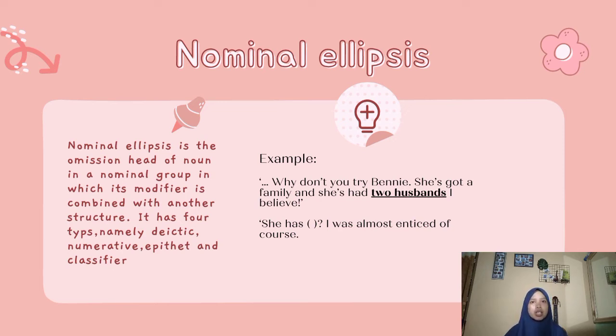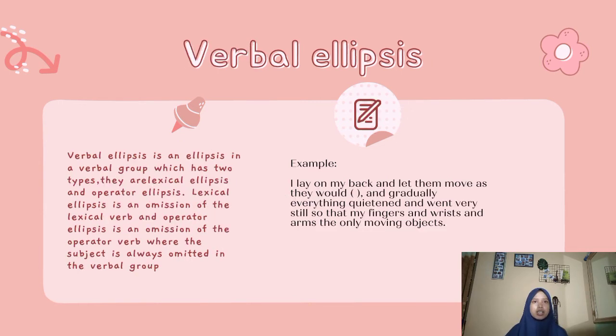And then we go to the second, verbal ellipsis. Verbal ellipsis is an ellipsis in a verbal group which has two types. They are lexical ellipsis and operator ellipsis. Lexical ellipsis is an omission of the lexical verb, and operator ellipsis is an omission of the operator verb, where the subject is always omitted in the verbal group.